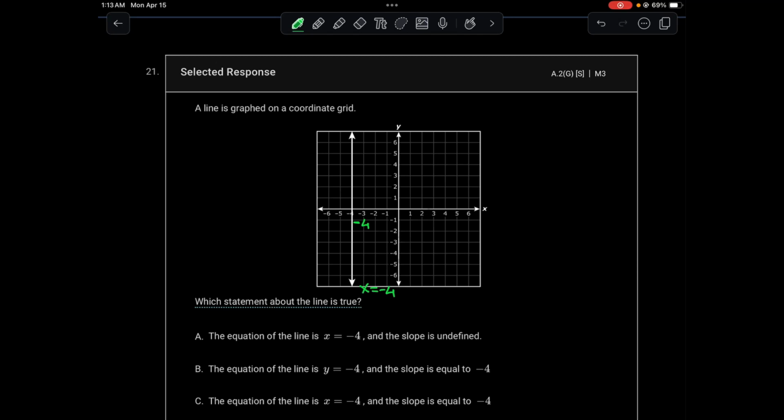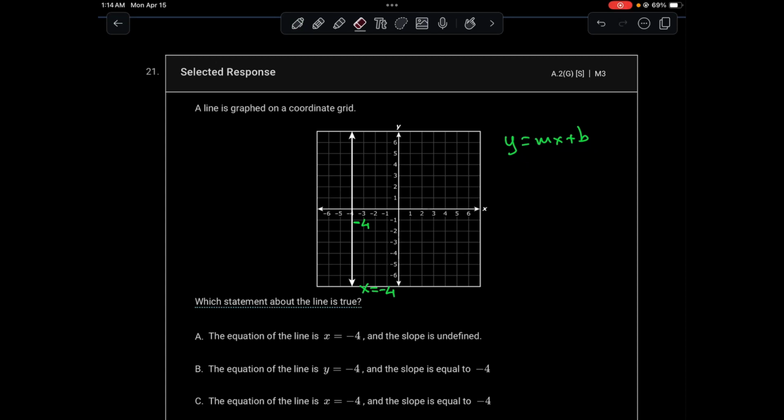Now, this is not really a function, because it fails miserably the vertical line test. If you put a vertical line, it's not supposed to cross in more than one point. It crosses in an infinite number of points. So this is not a function. So it can't have this form, because y equals mx plus b is a function. This line is not a function.